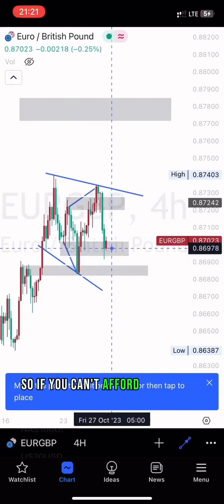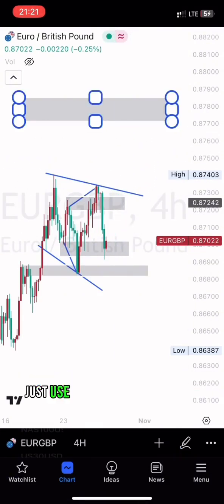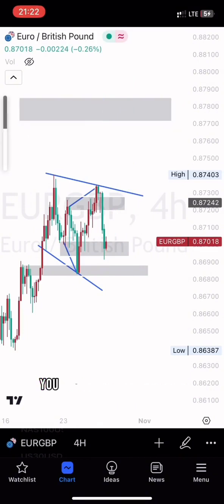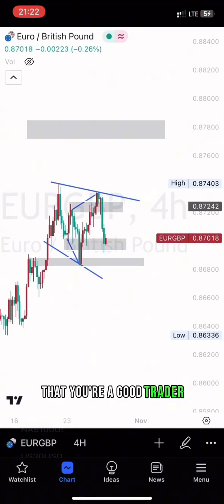So if you can't afford to lose the money, don't use full margin, okay? Just use a few layers, that's all. You don't need to use full margin. You don't need to prove to anyone that you're a good trader.